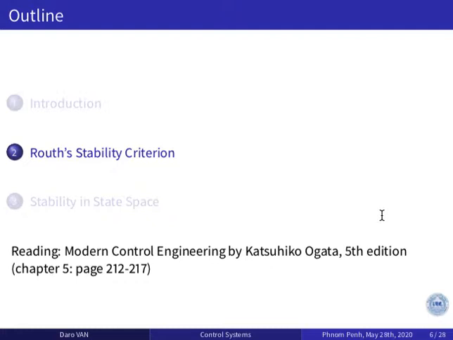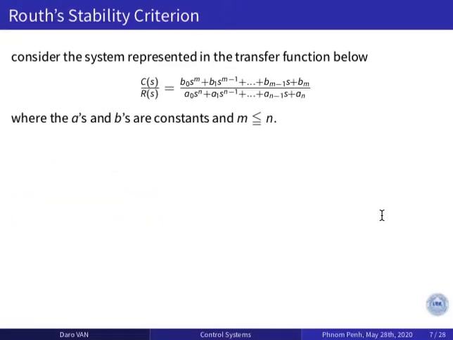This is part 2 of lecture 8 on stability analysis for linear systems. In this section, we'll discuss the root stability criterion. Consider the system represented in the form of the transfer function below.